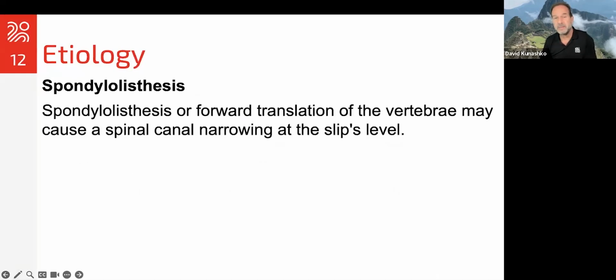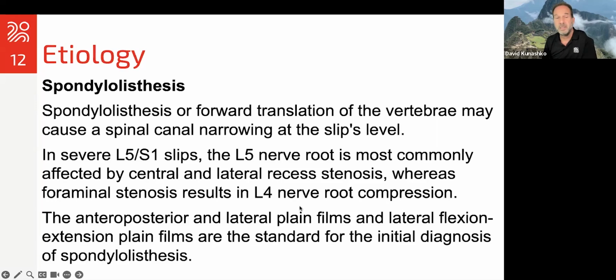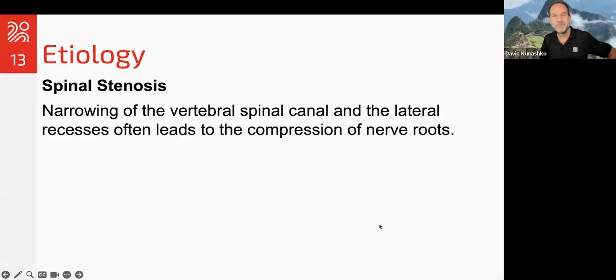Spondylolisthesis, which of course is forward translation of the vertebrae, can cause narrowing at the slip level. In severe L5-S1, the L5 nerve root is most commonly affected at the central and lateral recess stenosis, whereas foraminal stenosis results in L4 nerve root compression. The AP films, lateral films, lateral flexion-extension films, X-rays, that is, are going to be helpful in diagnosing that condition. Schematically, we all know the grades from 1 up to 4, and it's measured on X-ray how severe that is. Man, grade 4, I don't think that's going to be a fun thing to have for sure.